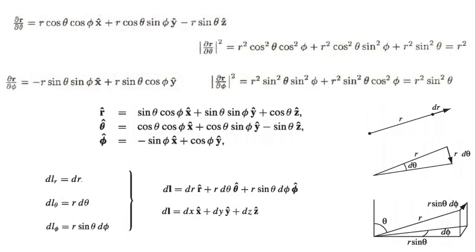Now you want to calculate the line element corresponding to this displacement. The line element is nothing but this arc length. So if r sine theta is the length and d phi is the angle, the arc length is nothing but r sine theta d phi. So dl phi equals r sine theta d phi. Now you can write a small element of displacement dl as dr r cap plus r d theta theta cap plus r sine theta d phi phi cap.